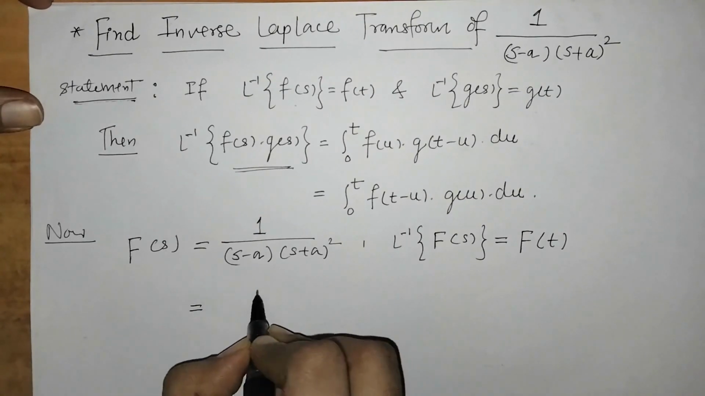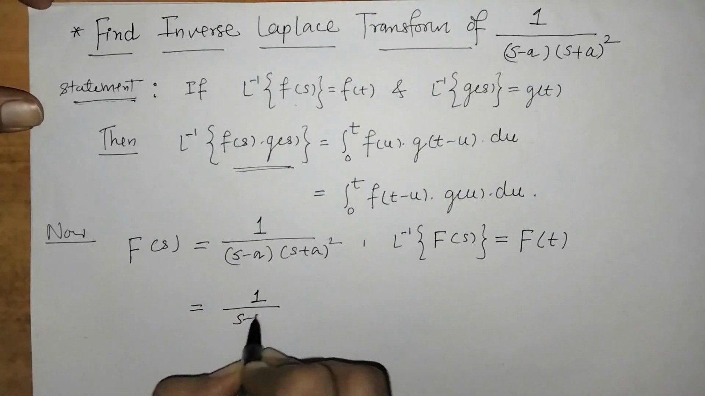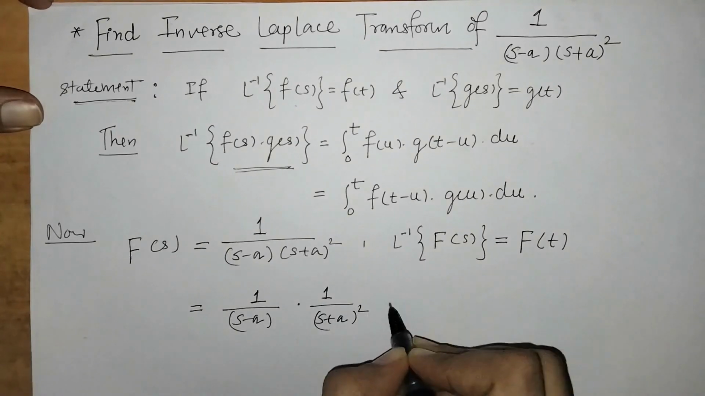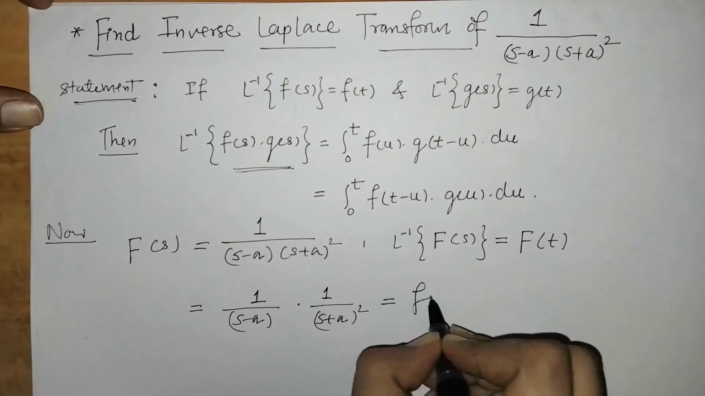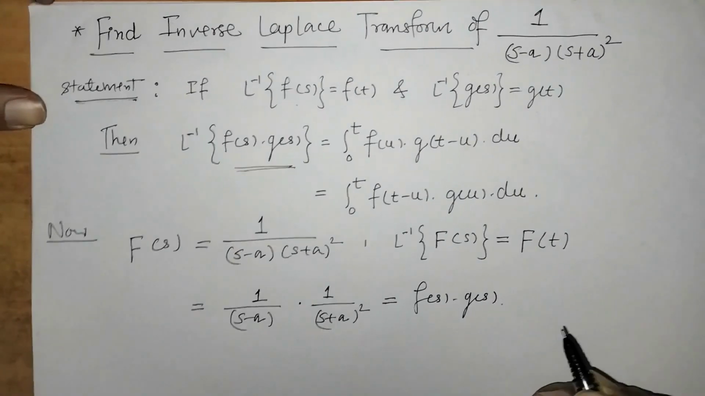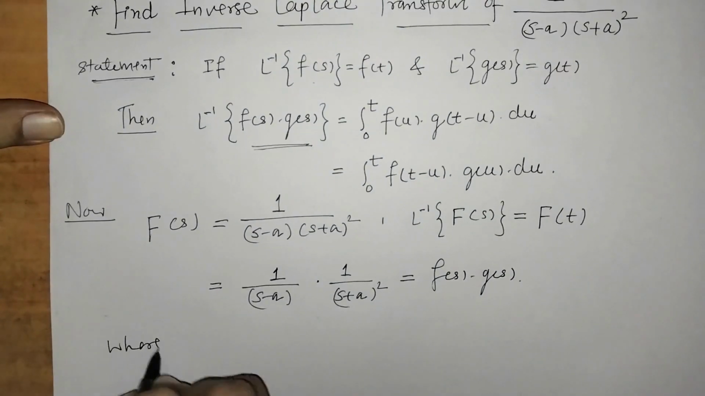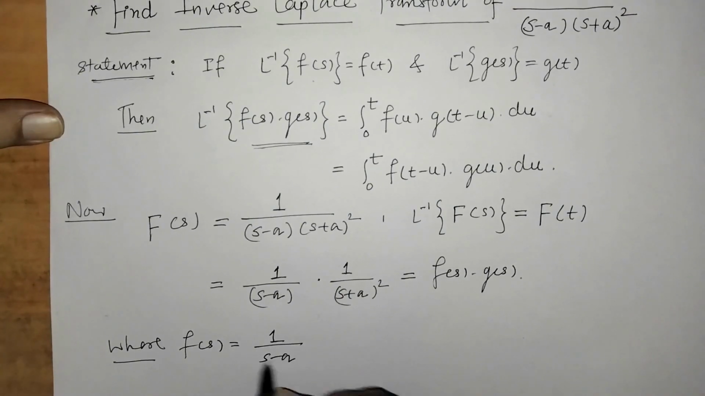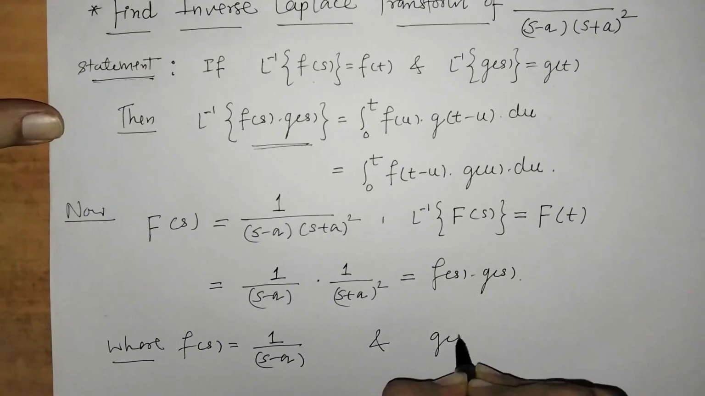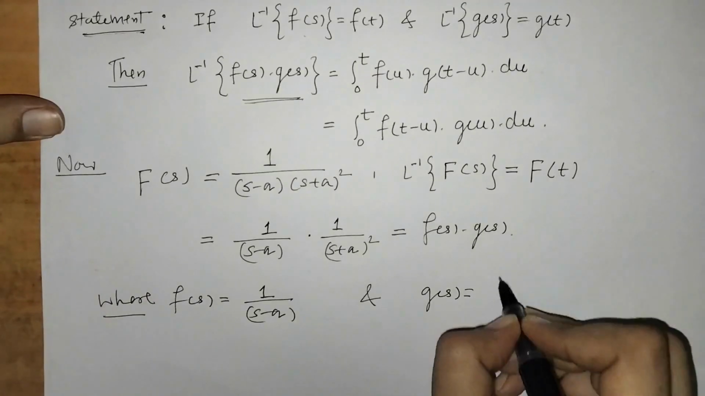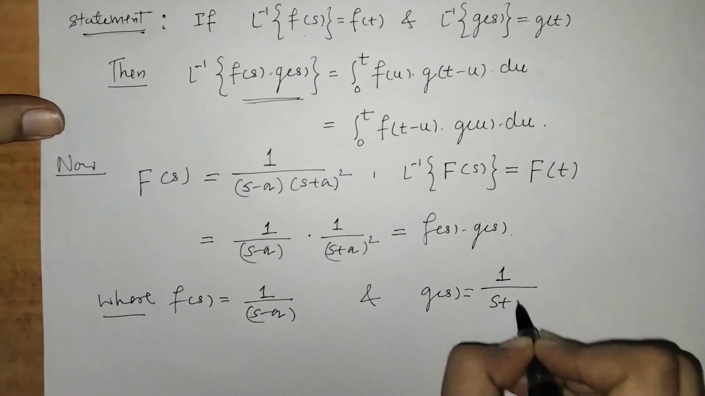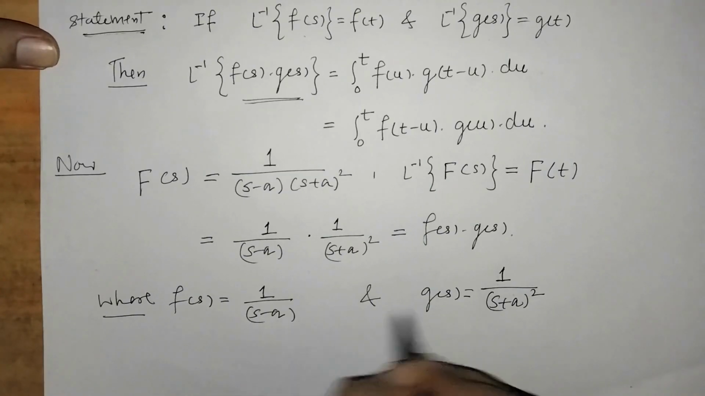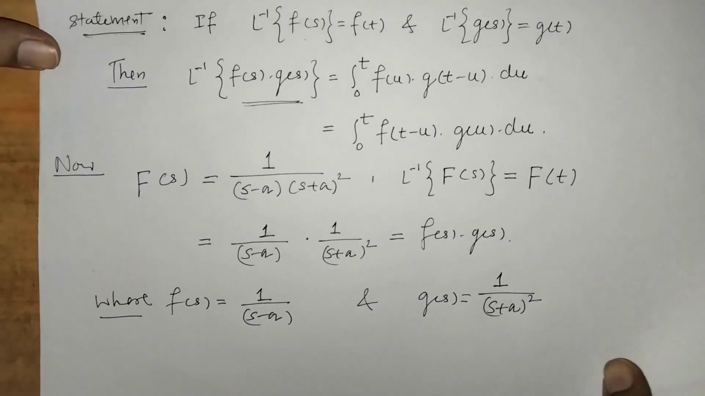So we have to write this as 1 upon (s minus a) into 1 upon (s plus a) whole squared, right? We will call this F(s) into G(s). So here we write F(s) as 1 upon (s minus a), and the next function G(s) as 1 upon (s plus a) whole squared. Now we can find the inverse Laplace of these two functions by using standard results.